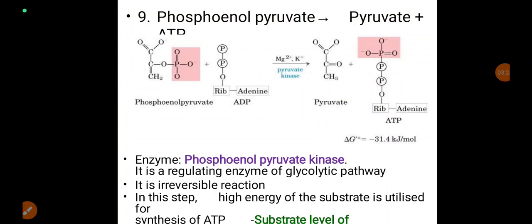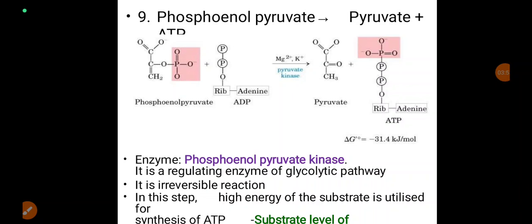And the 9th step is phosphoenol pyruvate with a molecule of adenosine diphosphate in the presence of magnesium ions. By the enzyme pyruvate kinase, you generate a molecule of pyruvate, a 3-carbon compound, and adenosine triphosphate. So this is also substrate level phosphorylation because you generate ATP in this step also. So the enzyme is pyruvate kinase.